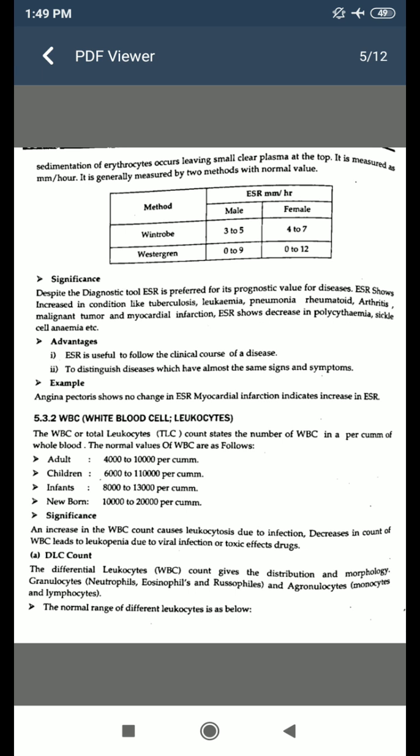erythrocyte sedimentation rate. Despite the diagnostic tools, ESR is preferred for the prognostic value for diseases. ESR shows an increase in conditions like tuberculosis, leukemia, pneumonia, arthritis, malignant tumor, and myocardial infarction. ESR shows a decrease in polycythemia, sickle cell anemia, etc.